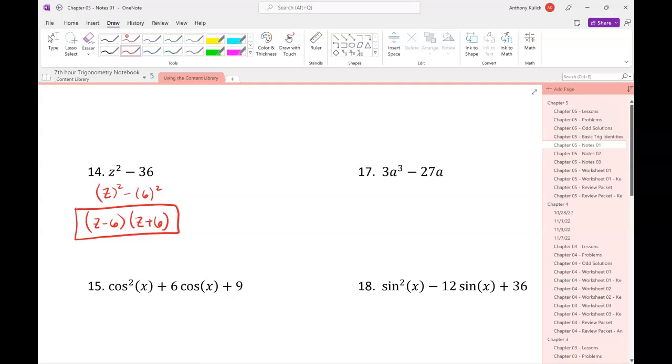Let's do 17. What do we start with? Take out a 3a. Yes. What do I get when I do that? A squared minus 9. Great. And what do you notice about a squared minus 9? A minus 3. Okay, so a minus 3, and a plus 3. Yes.